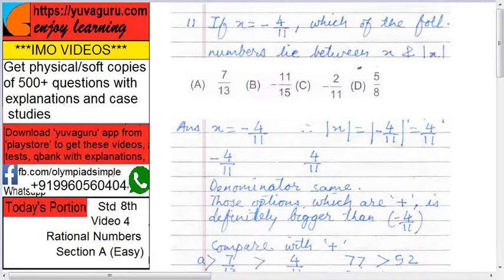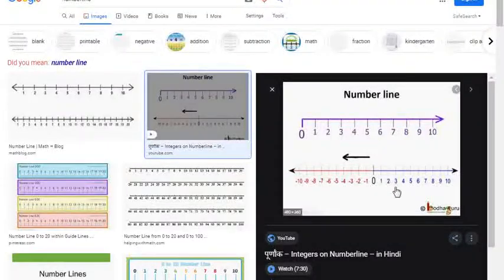Suppose this is a number line, and you have to check whether 3 lies between minus 2 and 7. Will you compare this 3 with minus 2 at any time? No, because you know it is definitely greater than minus 2. So never compare a positive number with a negative one, because it is a waste of time.